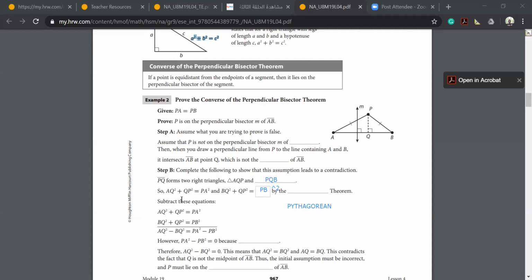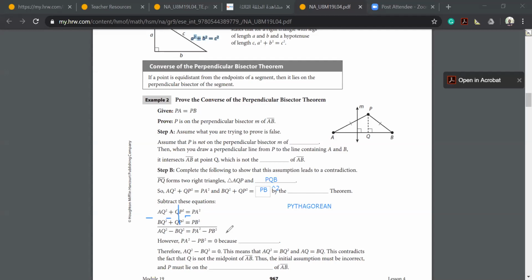I'm going to put this one first and then the second one down, and then let's do the subtraction. This is minus, and this is minus. First of all, AQ square minus BQ square equals QP minus QP. What will happen? Elimination. They will cancel each other. Equal to PA square minus PB square.